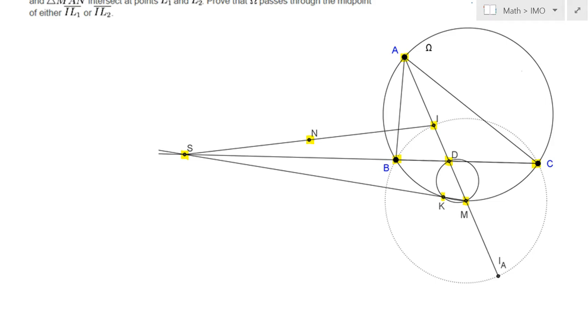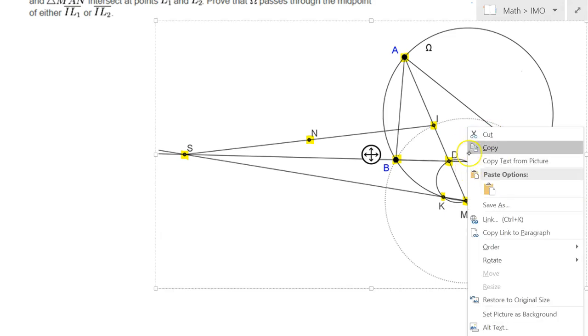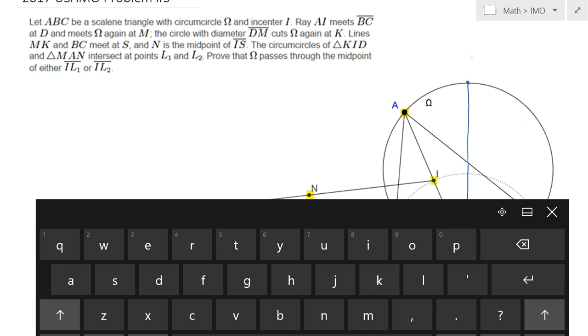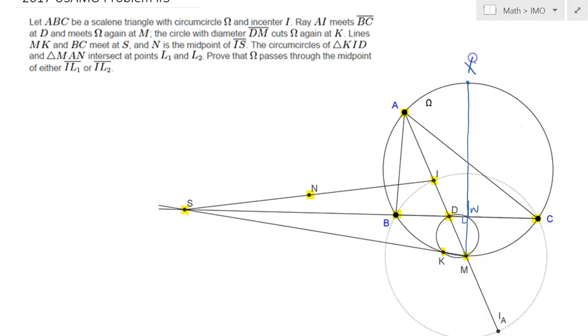So let's begin by first drawing a perpendicular from point M to the line BC. If I draw the perpendicular, it will obviously also meet the circle with diameter DM. The reason is that a 90-degree angle here will subtend the diameter DM. So I call this point W, but then I extend this line all the way to the other side, the diametrically opposite point, which I call X.